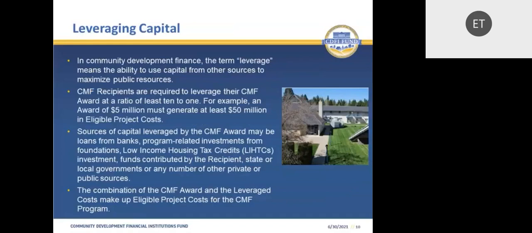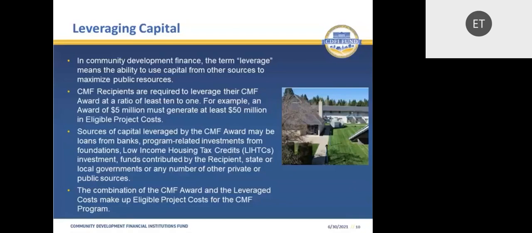Great, so now we're going to talk a little bit more about leveraging capital as it is key to the CMF program. In community development finance, the term leverage means the ability to use capital from other sources to maximize public resources. CMF recipients are required to leverage their CMF award at a ratio of at least 10 to 1, as Dan mentioned earlier.